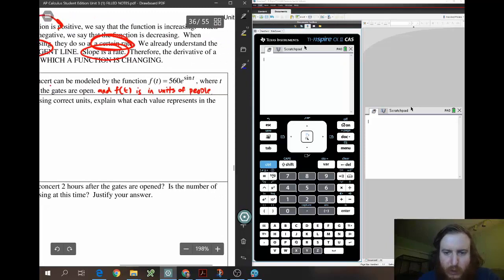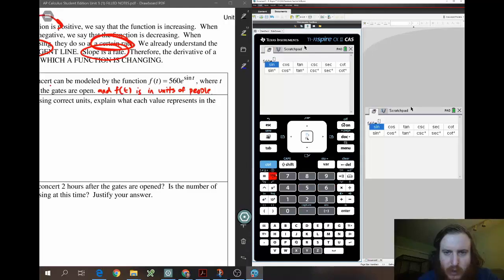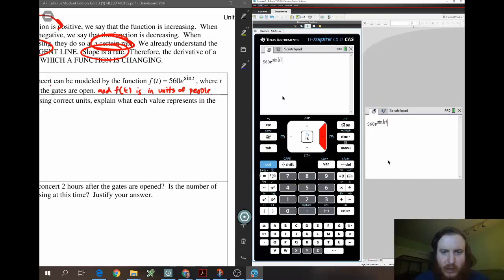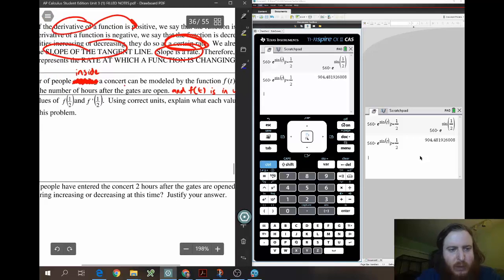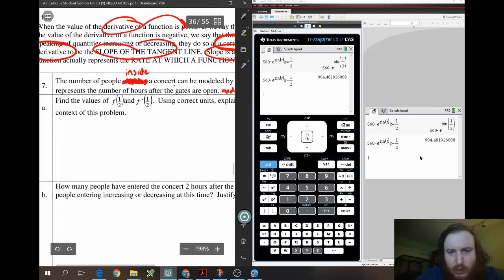So we can just type in 560 e to the trig sine of t, and you can use x, but I'm going to use t, and then we can go control equals, go to at t equals 1/2. Now it gave us this with the 1/2 and the e and the sine, so if we don't want that, we want it as a decimal, which we probably do, we're going to go to control enter. So 904.48. Now we always go to 4 decimal places, and some of these problems might say round to the nearest whole number, but this one didn't, so we're not going to.